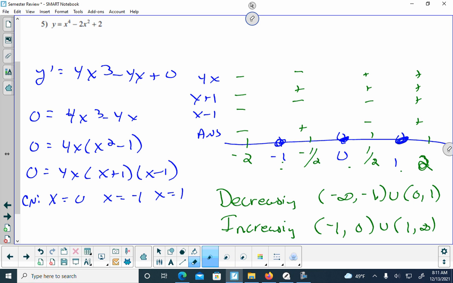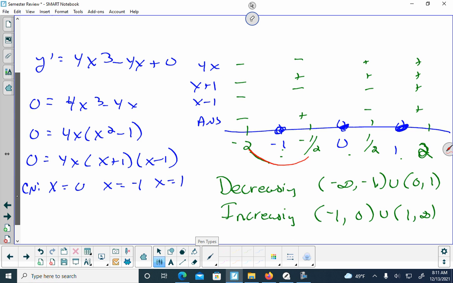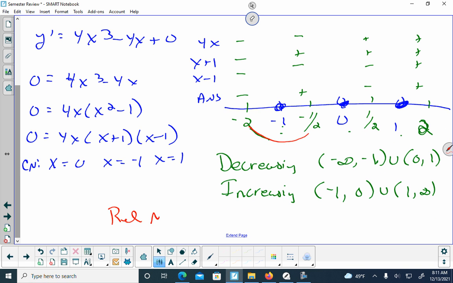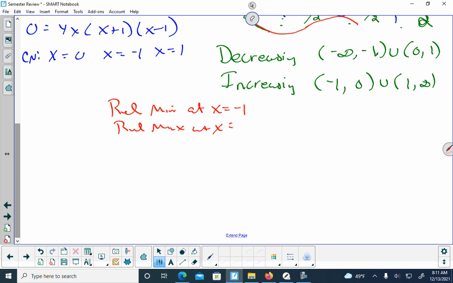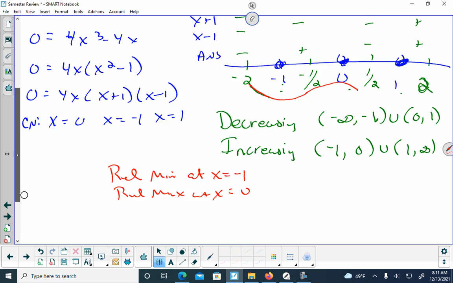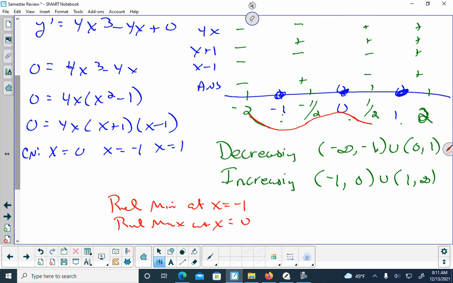So if I think about this, my function's decreasing, decreasing, decreasing. I hit this -1, and then I start increasing. So this -1, I'm going to have a relative min at x is equal to -1. I'll figure that out in a second. Then I'm increasing, increasing, increasing, hit this 0, and then I start decreasing again. So I'm going to have a relative max at x is equal to 0. And then, so decreasing, decreasing, decreasing, hit this 1, and I start increasing again. So that's going to be another relative min at +1.